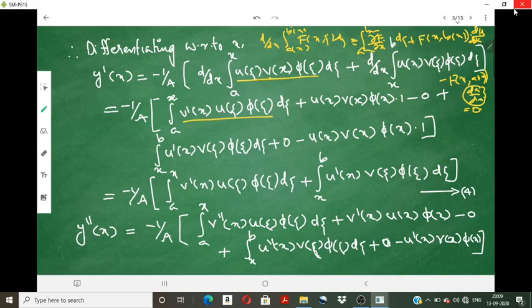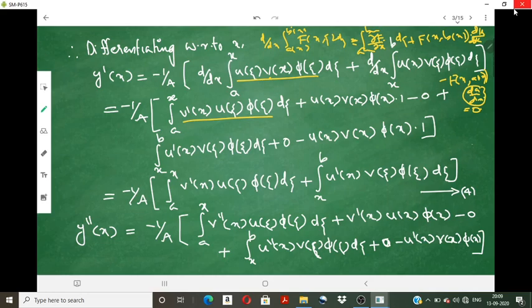Now the second term is, instead of the theta, apply the upper limit. Upper limit is x. So this will be u of x, v of x, phi of x into dx by dx, that is 1. Then the third term will be 0 since dA by dx will be 0.